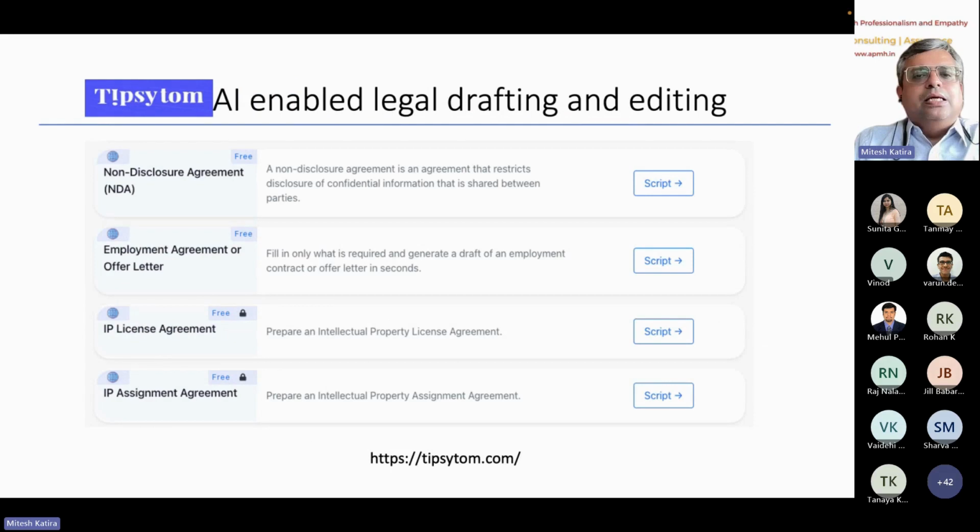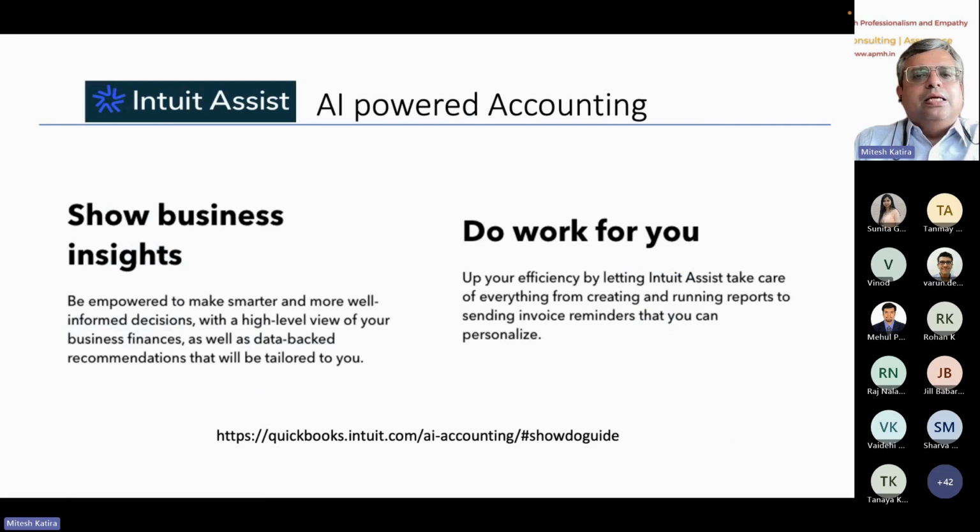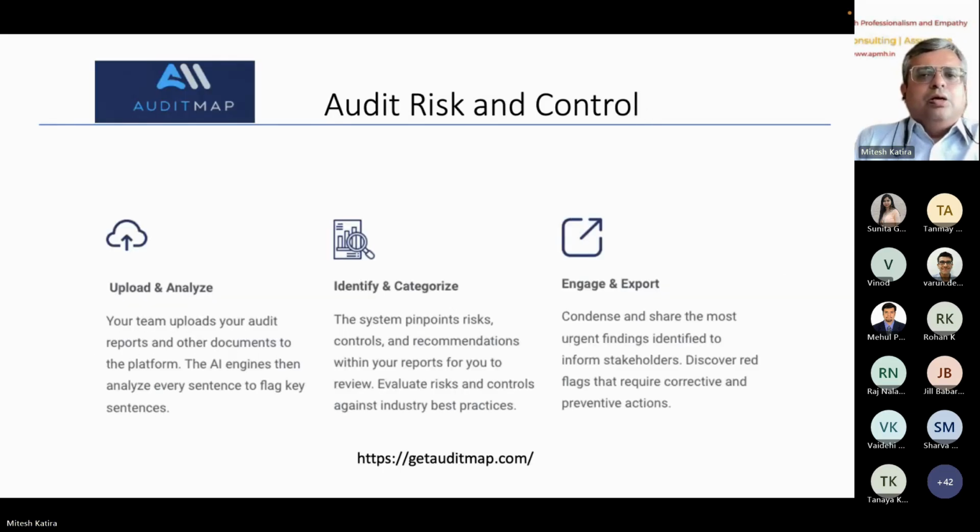टिप्सी टॉम इंडिया में ऑलरेडी आ गया है जो बहुत सारे लीगल एग्रीमेंट्स, डॉक्यूमेंट्स, डिस्क्लोजर्स, आईपी लाइसेंसेस, ऐसे सारे बहुत सारे डॉक्यूमेंट्स बनाता है. इंटुइट जो कि क्विक बुक्स का पेरेंट कंपनी है, they have also done a lot of work on this and they are kind of removing that BI engine, that is business intelligence engine, and plugging in the AI engine where you can ask questions to an accounting tool. मेरा sales कितना हुआ, purchase कितना हुआ, collection कितना हुआ, and it will start giving you answers. Audit risk and control के लिए audit map करके एक tool already on ground चल रहा है. अपलोड कर सकते हैं, analyze, identify, categorize, engage and export. ये सारी बातें आप इनसे कर सकते हैं.